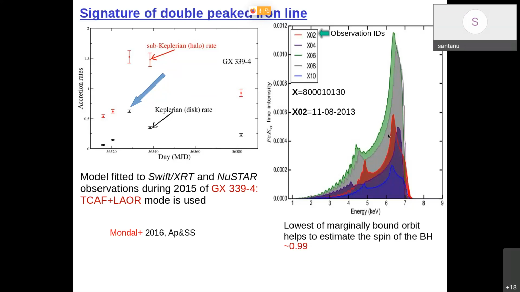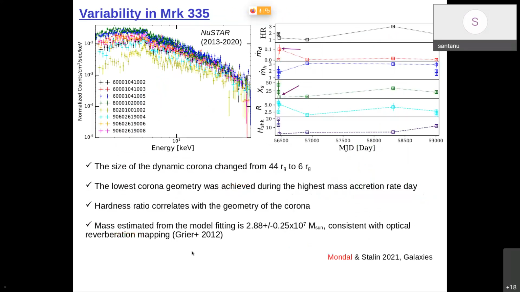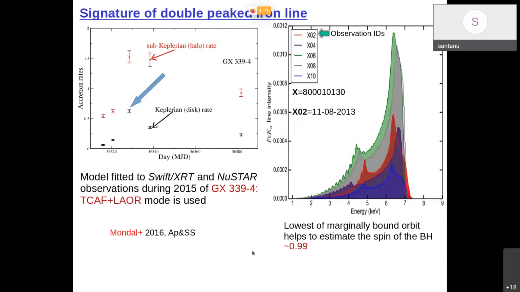the iron line, breaking it into a double peak, and from the lowest marginally bound orbit value, because this Laor model can give the inner edge of the disk, so from that inner edge of the disk, we estimated the spin parameter of the black hole, and this GX339-4 is a highly spinning black hole candidate.